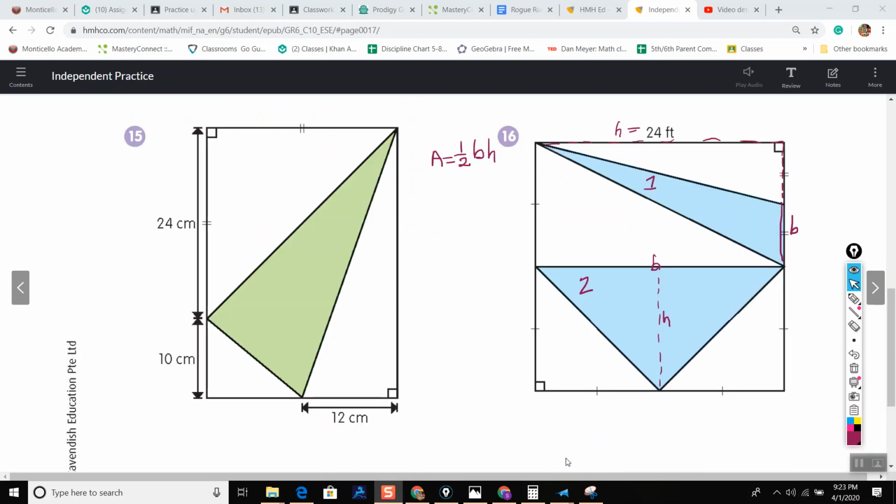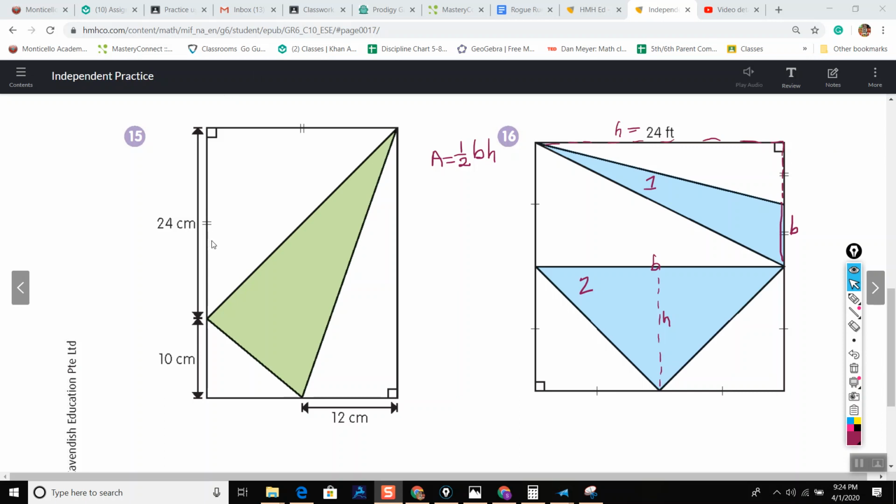Okay, we're moving on to number 16 on page 171. As you can see, I've already marked the base and the height for the two shaded triangles. What's important to solving this one is our knowledge of what these little lines right here mean. And right here we have double lines. When we see lines like that, that's telling us that those sections are the same length.